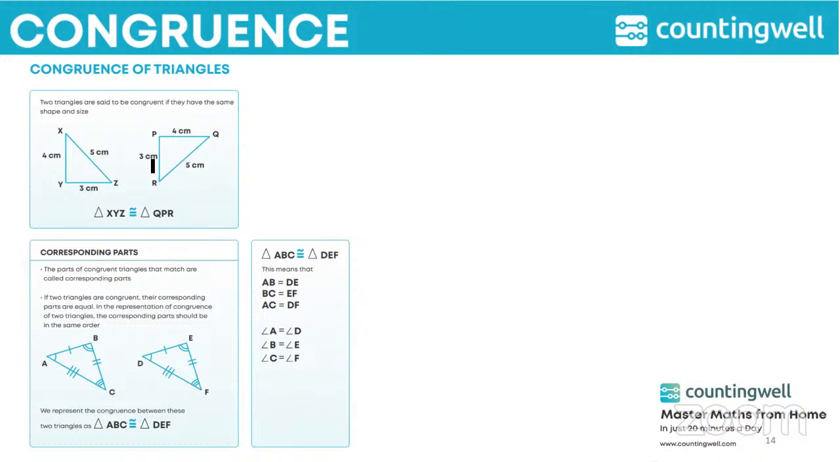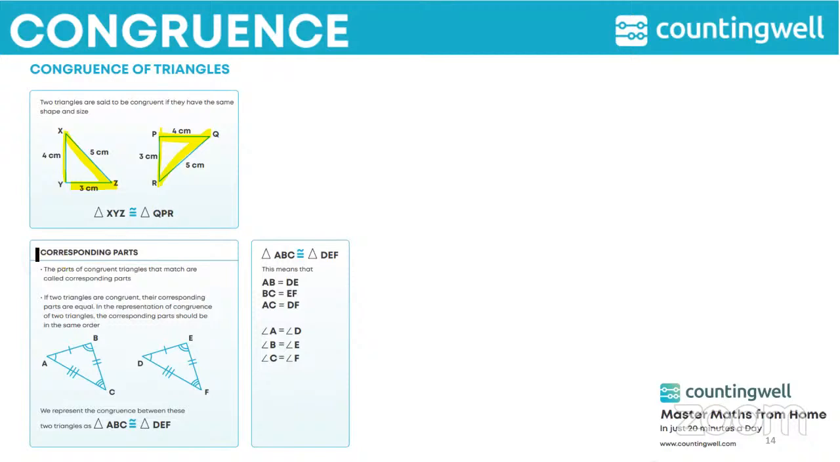Note that if you try to overlap these two triangles, you will observe that these two are exact copies of each other. That means XY will coincide with PQ, YZ will coincide with PR, and XZ will coincide with QR. That's why triangle XYZ is congruent to triangle QPR.